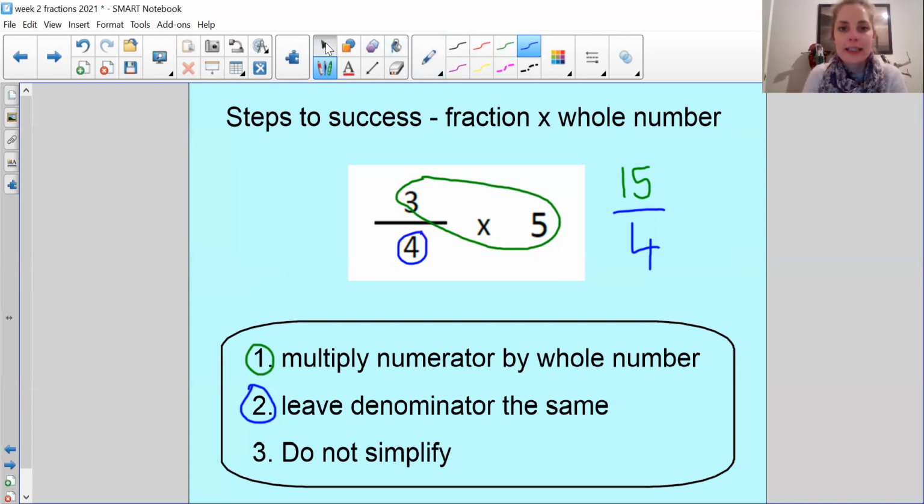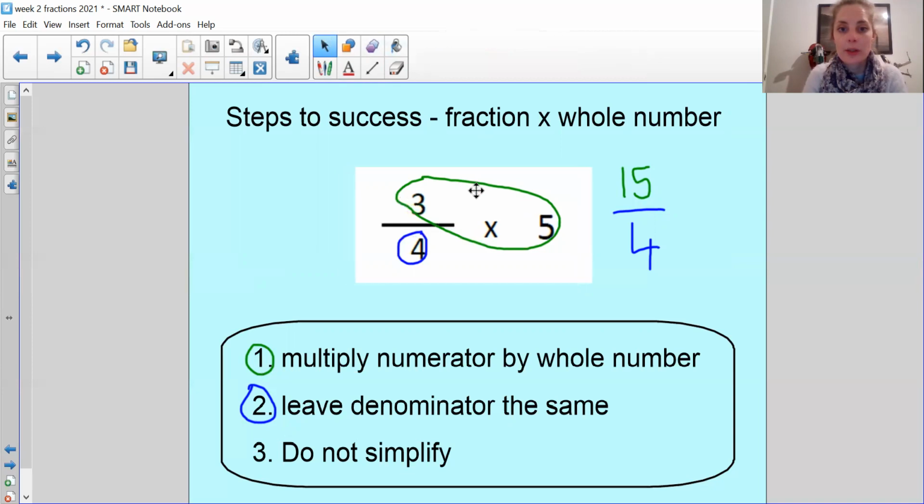So that there is the method. So simple, so easy. I simply say top number, my numerator, times my whole number. So 3 times 5 is 15. Leave the bottom number the same, which is 4. And that is the method.